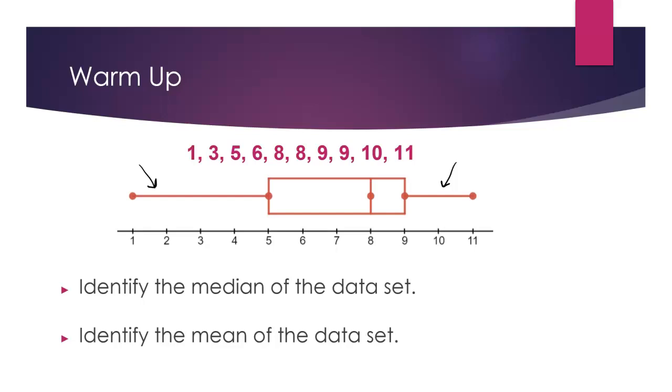Okay, so let's first identify the median. The median is 8 this time, because we removed some of those bigger numbers. And for the mean of the data, when I added all those values up, I got 70 divided by 10, which is 7. So my mean is now lower than my median. My mean got pulled towards those smaller numbers.